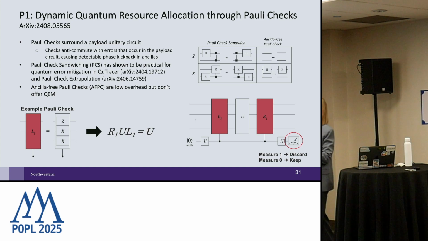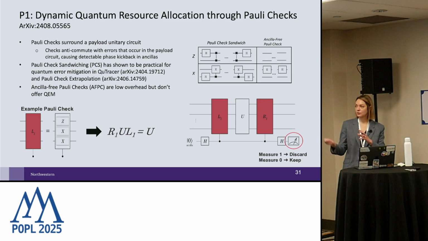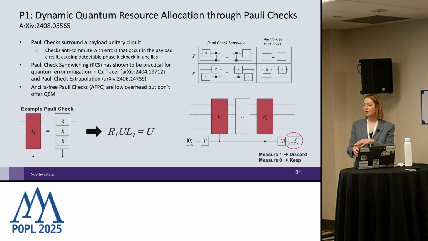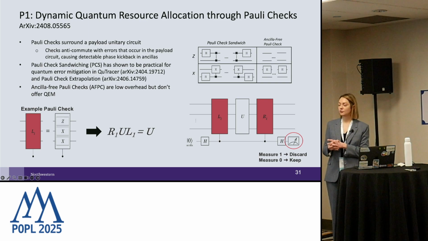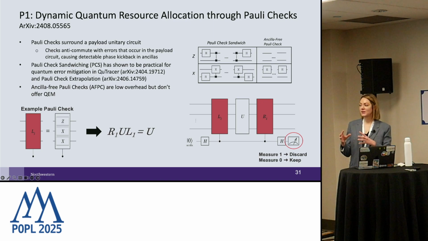But essentially what it allows you to do is surround a payload circuit, and then use the syndrome data produced by the polycheck to give you insight into whether or not an error occurred during your computation. But of course, as with any type of optimization technique, there's no free lunch. So you have to determine the right amount of checks to use.